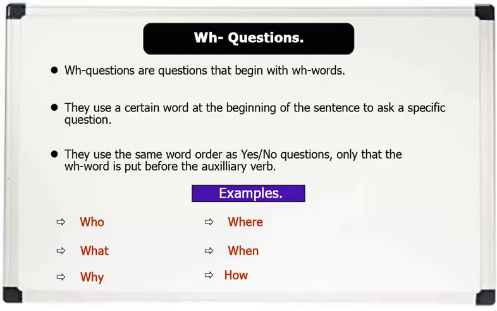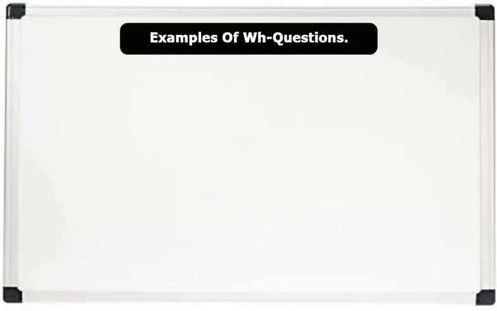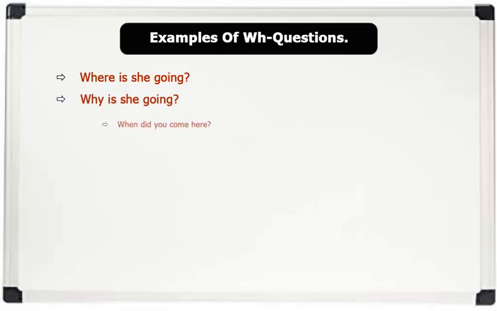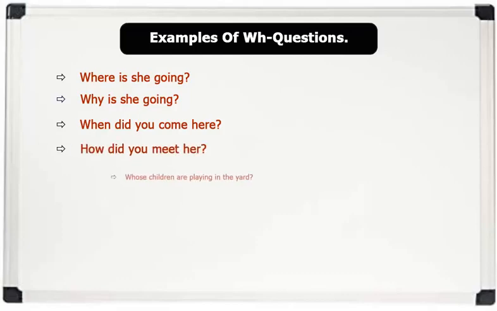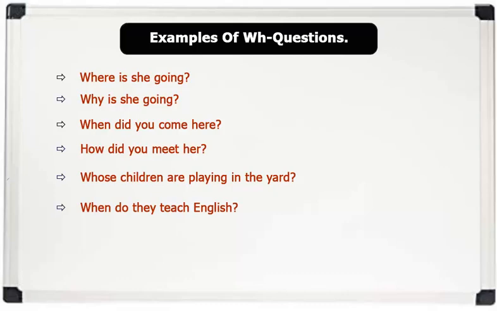Let's go over to examples of WH questions. Examples of WH questions. 1. Where is she going? 2. Why is she going? 3. When did you come here? 4. How did you meet her? 5. Whose children are playing in the yard? 6. When do they teach English?